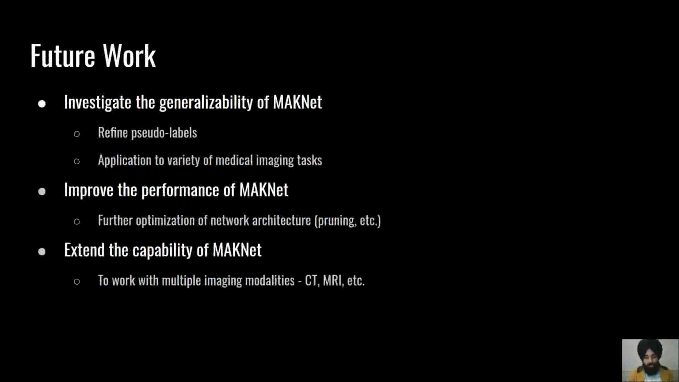We are looking forward to continuing this work to improve the network performance and refining pseudo-labels for the TCIA dataset, and hopefully extend this dataset to include more modalities like X-ray, MRI, and PET scans.